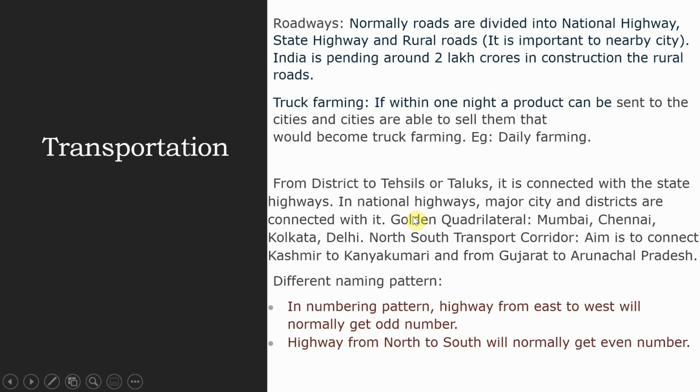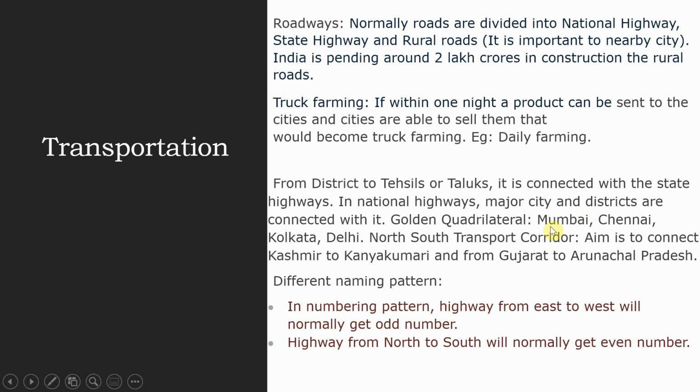So this is the important concept, the golden quadrilateral. Which are the 4 cities that comprise the golden quadrilateral? Mumbai, Chennai, Kolkata and Delhi. Correct. So these 4 places will form the golden quadrilateral: Mumbai, Chennai, Kolkata, Delhi. The main aim is to connect these 4 places, and through these, other places will be connected.